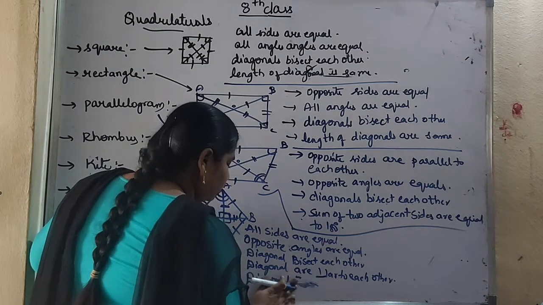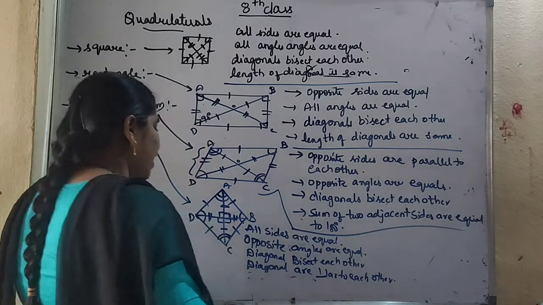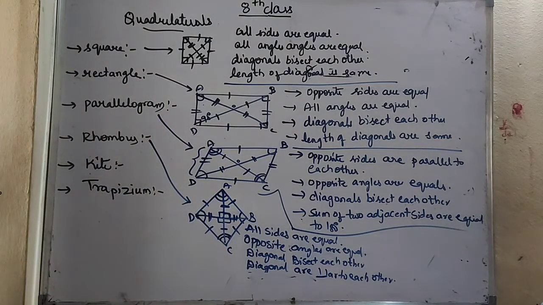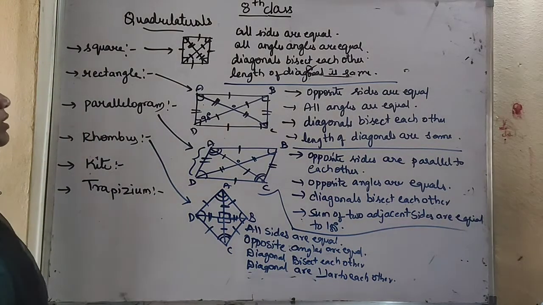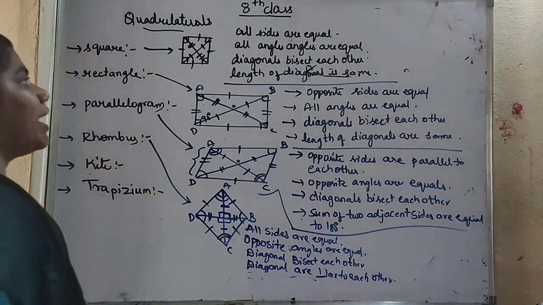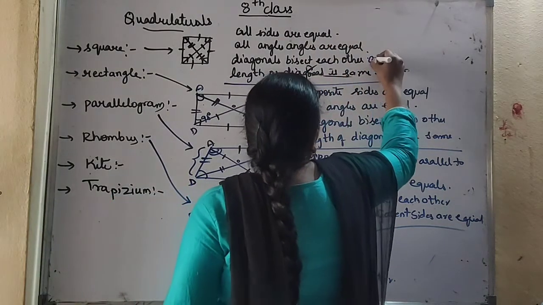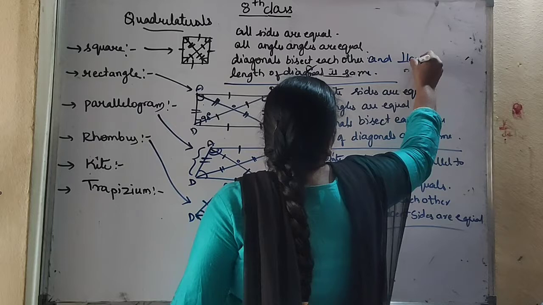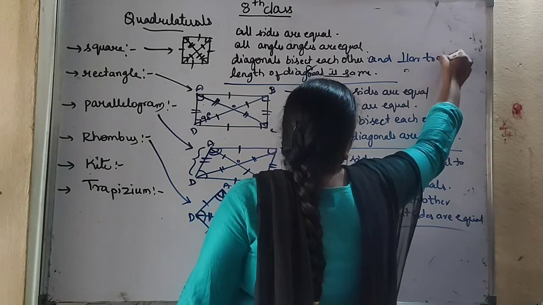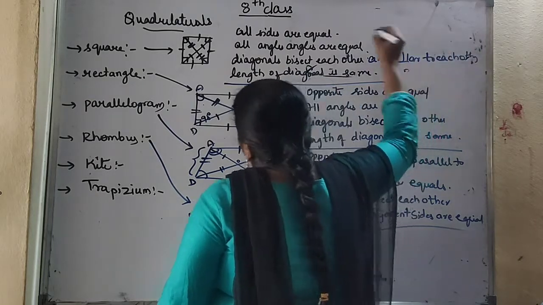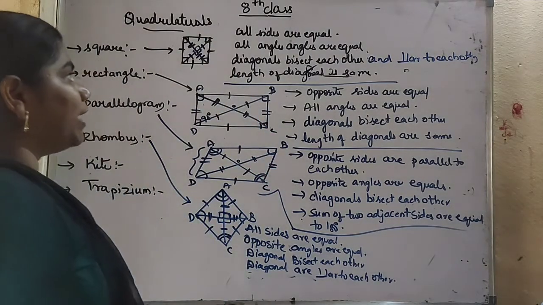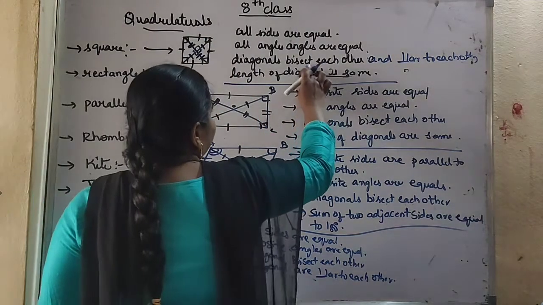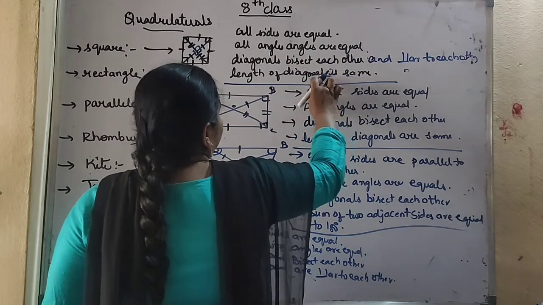Sorry, we already wrote that, no? Okay, so diagonals bisect each other. So these are the properties of rhombus. So what are the square properties? All sides are equal, all angles are equal, diagonals bisect each other, and they are perpendicular to each other. So it will form 90 degrees here. And the length of the diagonals is always equal.